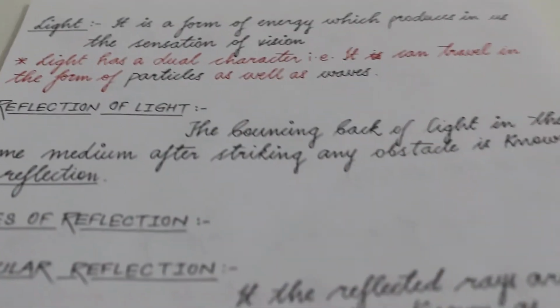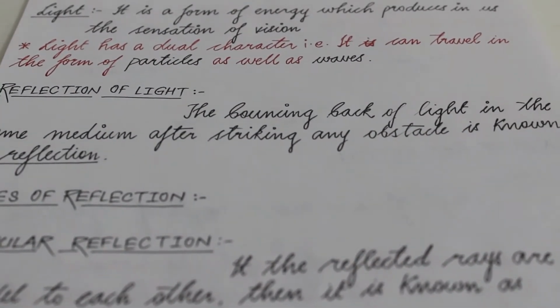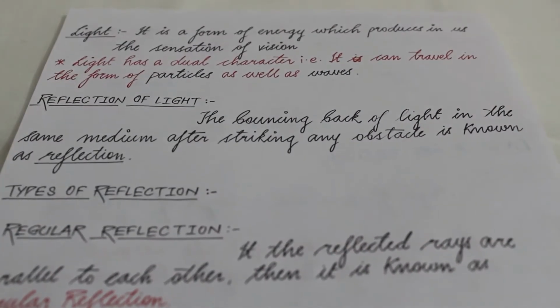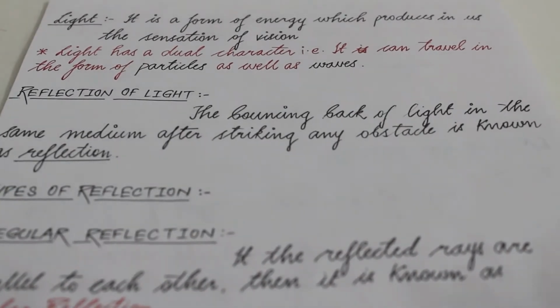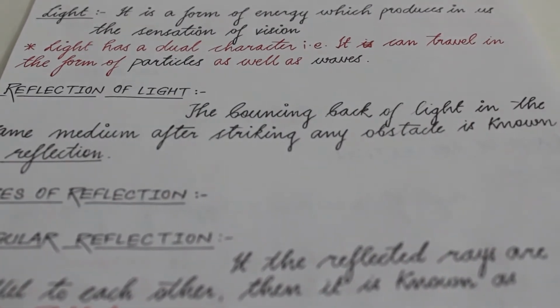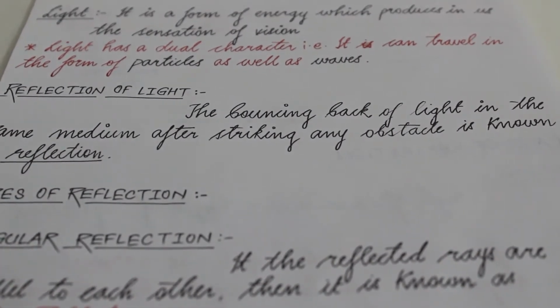Now, what reflection of light is? You must have learned in earlier classes that reflection of light is just the bouncing back of light in the same medium after striking any obstacle. If the obstacle is opaque, the light will strike the obstacle and will return back in the same medium. This phenomena is known as reflection of light. Now, reflection of light is a very important phenomena in our daily life.